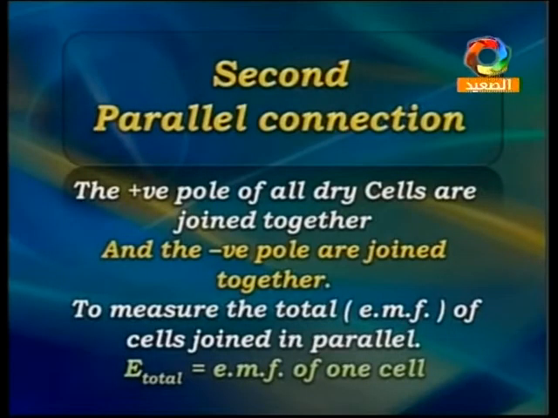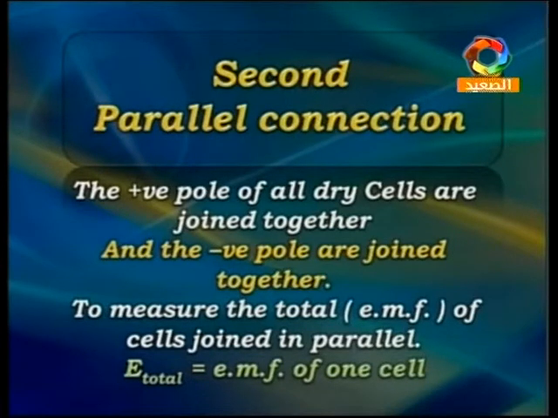After that we have the second type of connections: parallel connection. What is meant by parallel connection? It means the positive poles of all dry cells, or all devices, are joined together, and the negative poles are joined together at one point or one end. The total EMF of these batteries all together equals the EMF of one of them. Why? Because they have one point connected to each other.